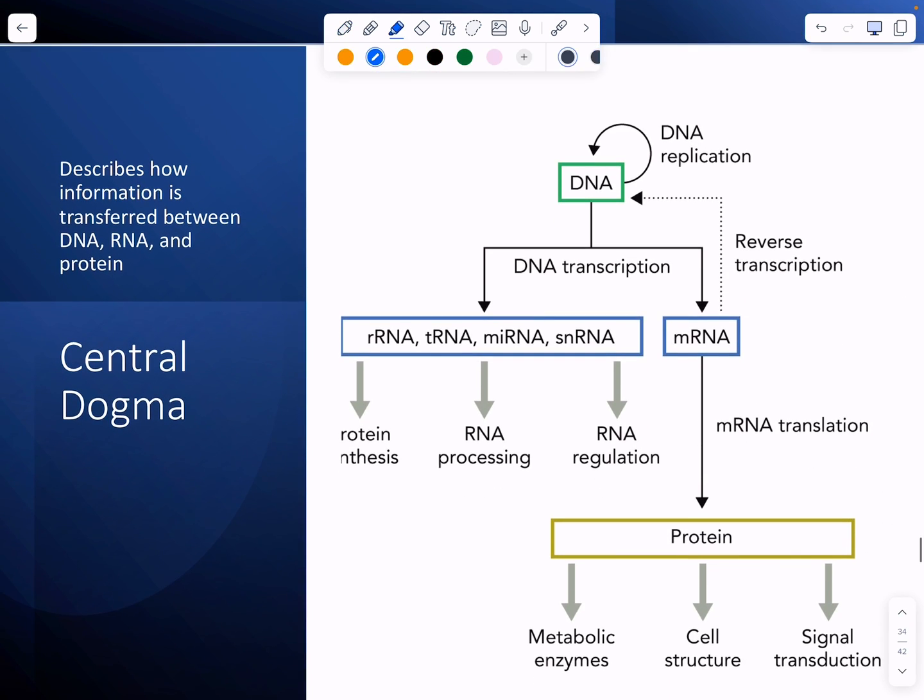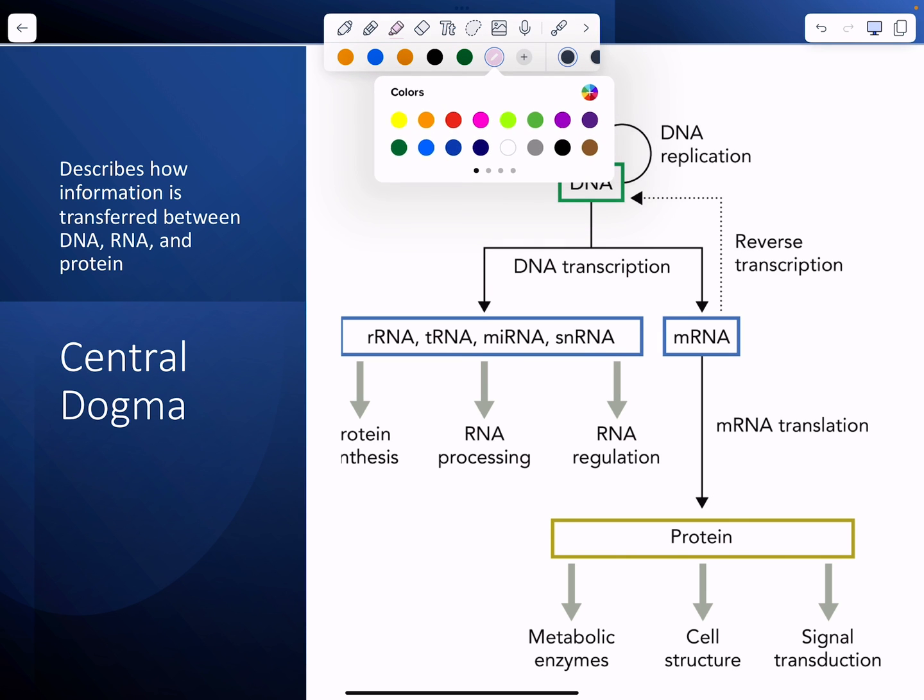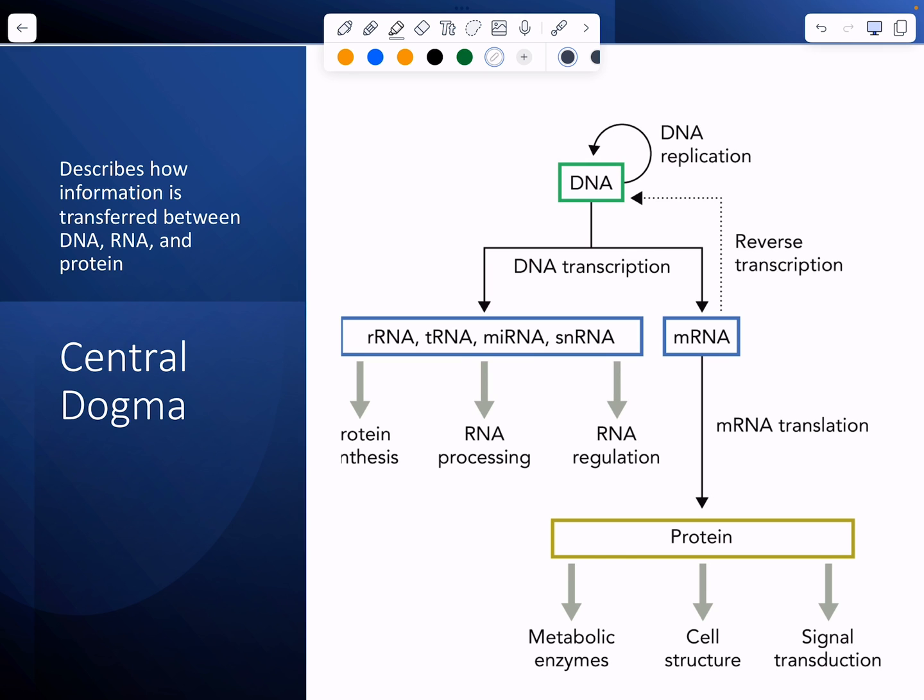Okay, so the central dogma, ooh, that's awful. Hello, that's weird. Let's go for white. It's not writing. All right, we won't circle the central dogma.